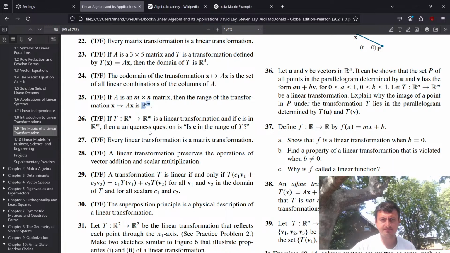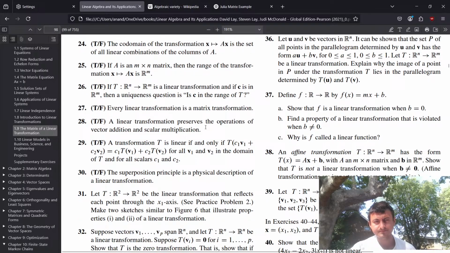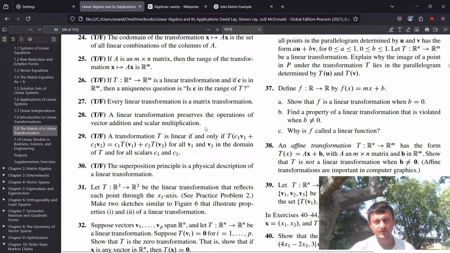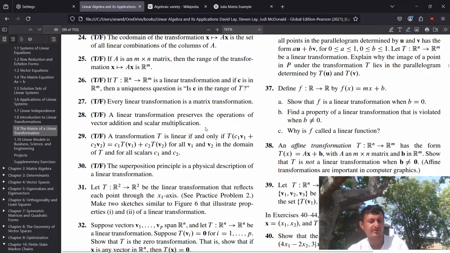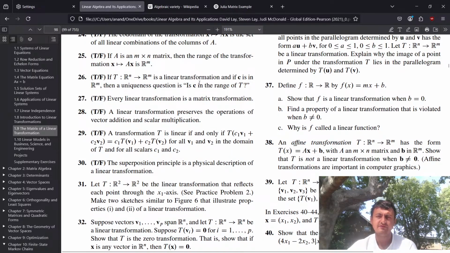26, if T from R^n to R^m is a linear transformation and c is in R^m, then a uniqueness question. I think 26 would be false because if the codomain is, trying to think, but I'm pretty sure that you could have multiple solutions. So just answering whether or not c is in the range doesn't answer if it's unique.